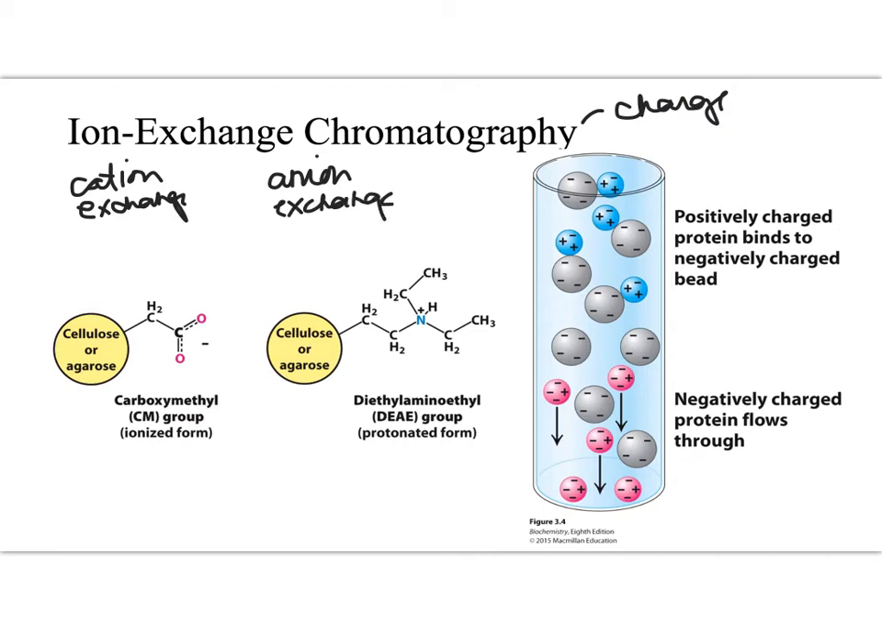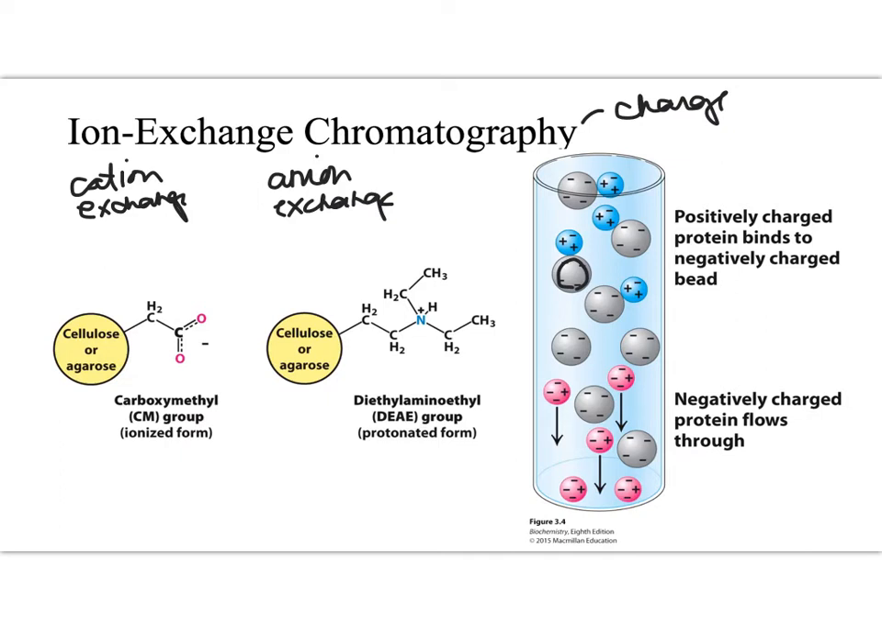The cation exchange process will utilize negatively charged beads. We have these negatively charged beads here, and so when your proteins come in, you're going to have the positively charged proteins that are going to interact with those negative beads. Other proteins will move through. Once bound to the beads, you change the salt concentration in your eluting buffer, and it's going to help release or move the positively charged particles through that column.